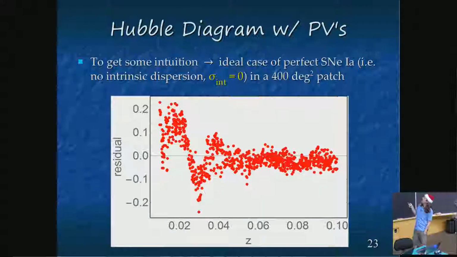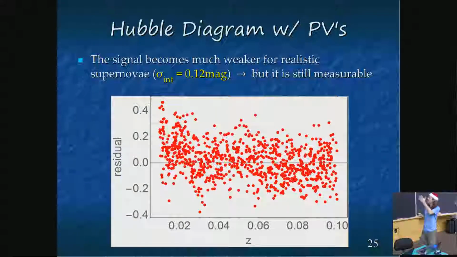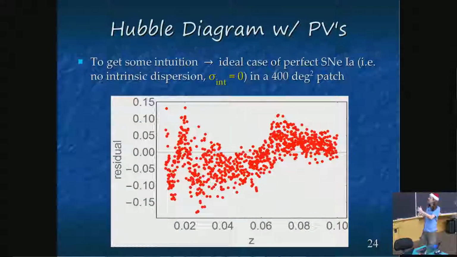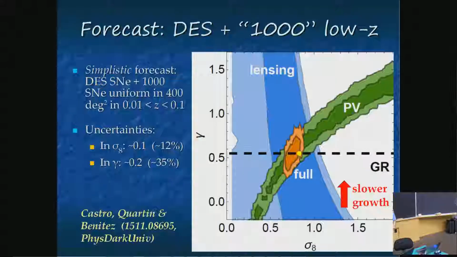This is a patch of 400 square degrees that I simulated. Of course, if you do one realization, it looks like this, and another realization will look like that. This is one realization, this is another. And this is if I now include the scatter of typical supernovae. By eye, you can't see it anymore. That's because in this plot I throw away all information about where they are. But if you build a likelihood code that takes into account where they are, then you can compute this. It's just like what you do for galaxies.